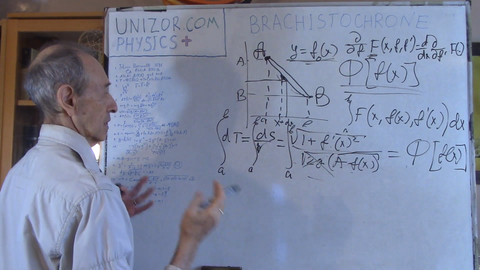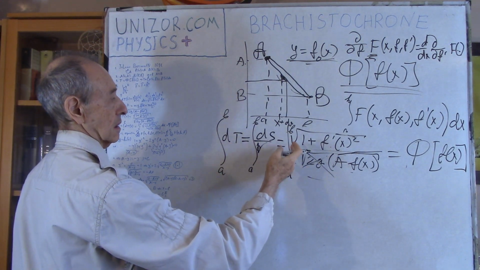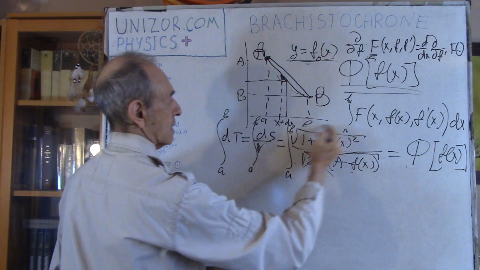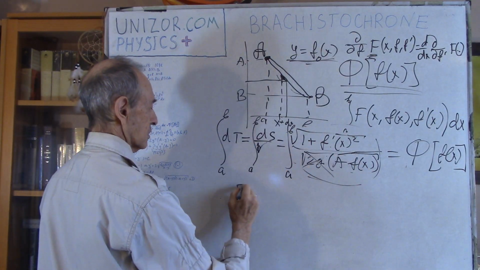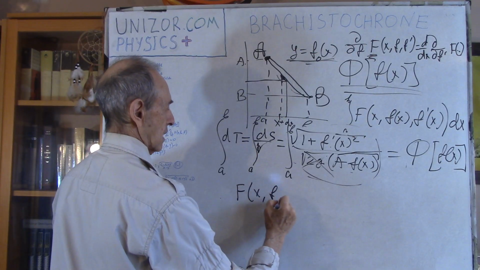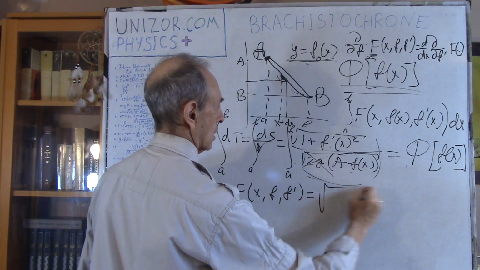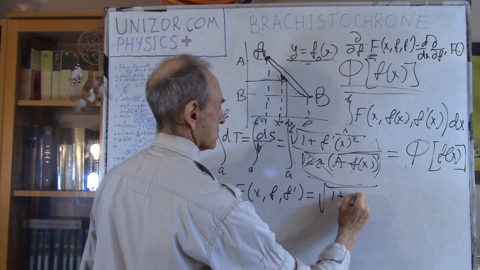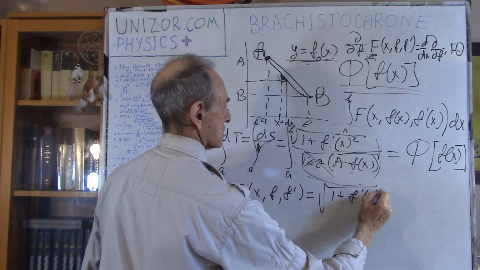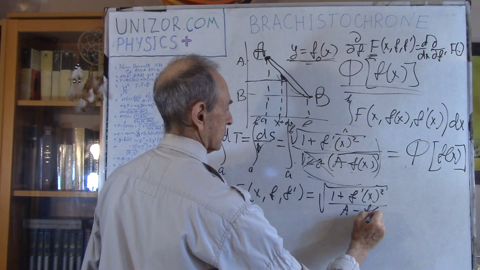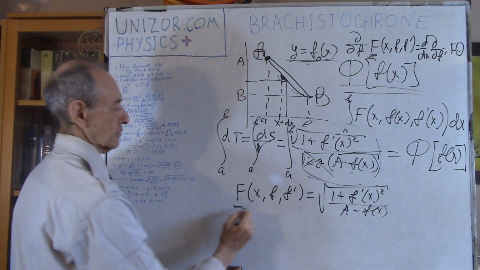All right. So if I construct this Euler-Lagrange equation based on this particular function. So the function F of x, f, and f prime is what? Square root of 1 plus f prime of x square divided by square root of a minus f of x. So this is our function.